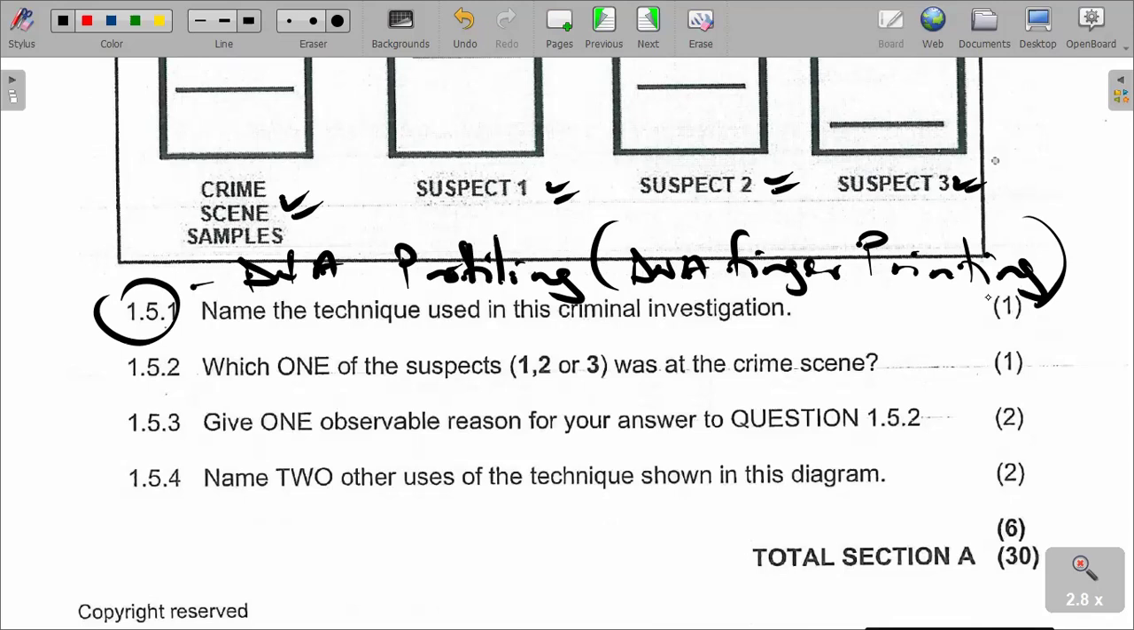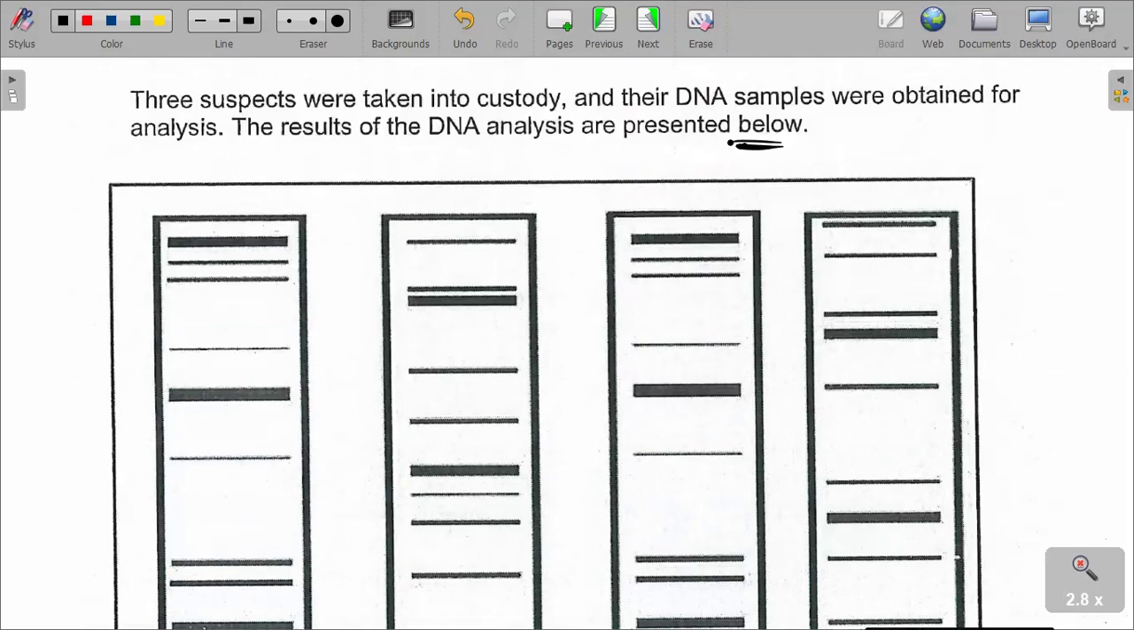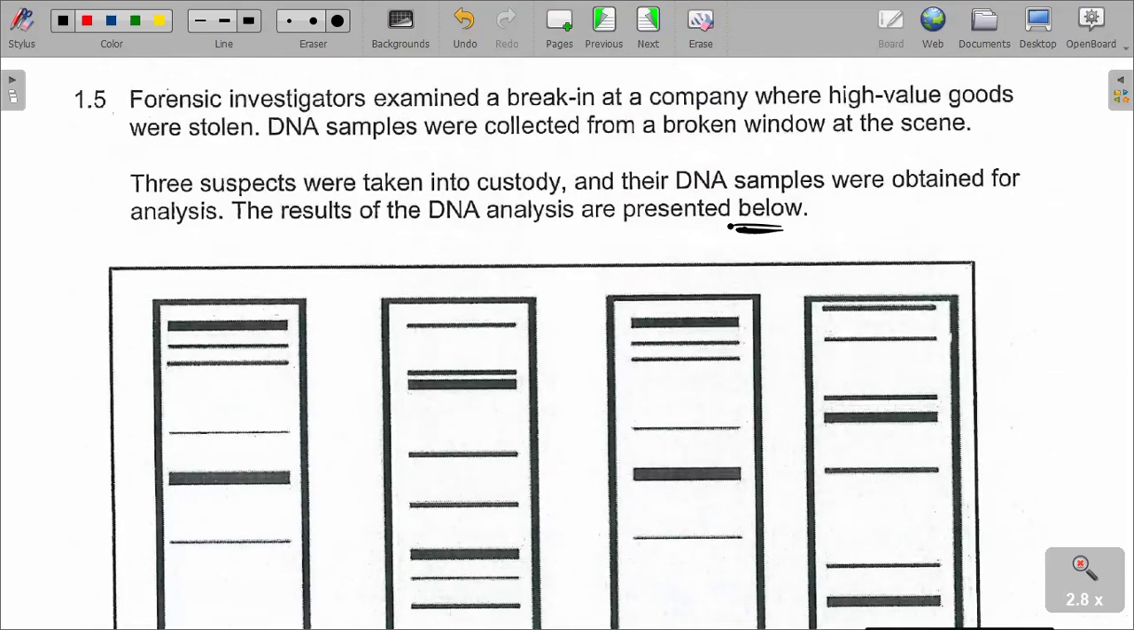Which one of the suspects was at the crime scene? We look at the closeness of the DNA at the crime scene to those that are there. So we look at the various samples that are there. This is the DNA at the crime scene. This is the sample from the crime scene. The suspects are these ones. So we look at the relative matching of these samples.